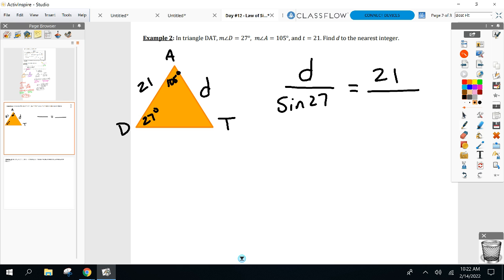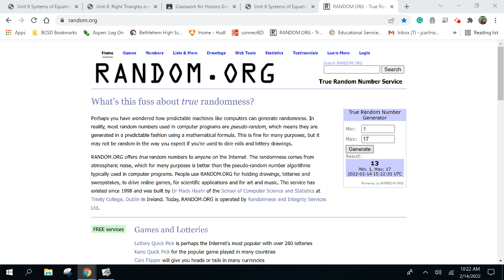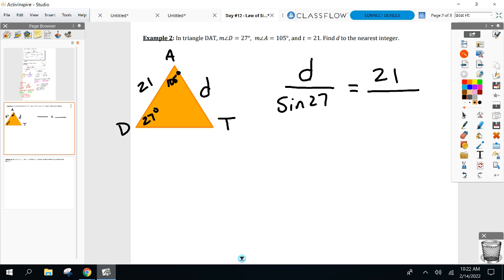But you guys have enough knowledge to find angle T. Angle T should be 48 when you're ready. 180 minus 27 minus 105. So sine 48. So go ahead, cross multiply, work your magic. I'll get to somebody in a second. Something finally we can use that doesn't have to be a right triangle now. Law of sines.